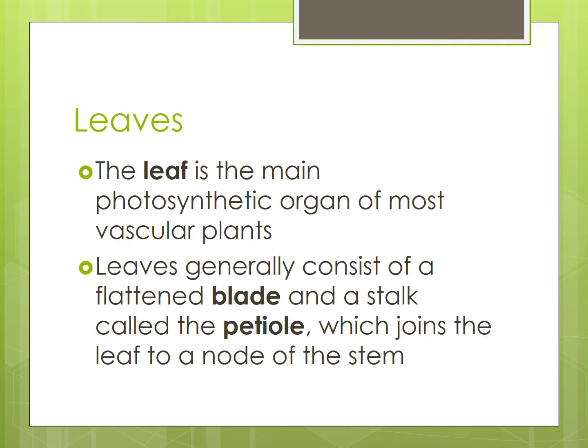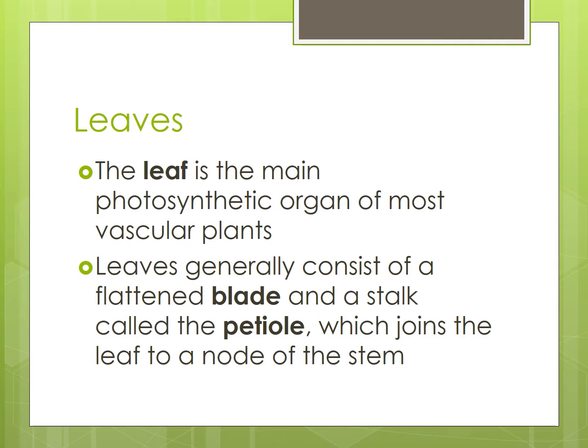And then we have our leaves. Our leaves are the main photosynthetic organ that we have for our plant. And so usually it has 2 different components. It has the blade and it has the stalk that helps to join the leaf to the node of the stem. And so we've said before that sometimes these leaves are larger to increase surface area for photosynthesis.